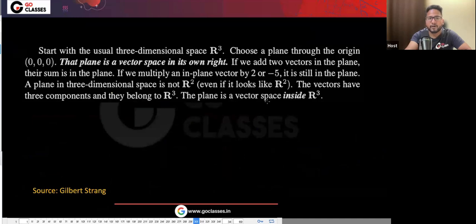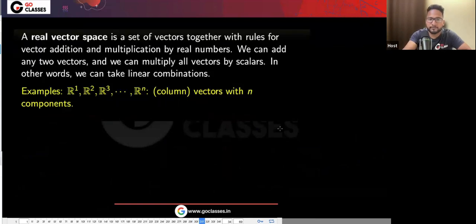Cool. Now let's see what this paragraph is saying. Start with the usual three-dimensional space R3. Choose a plane that passes through the origin. I will talk about it in just a minute.